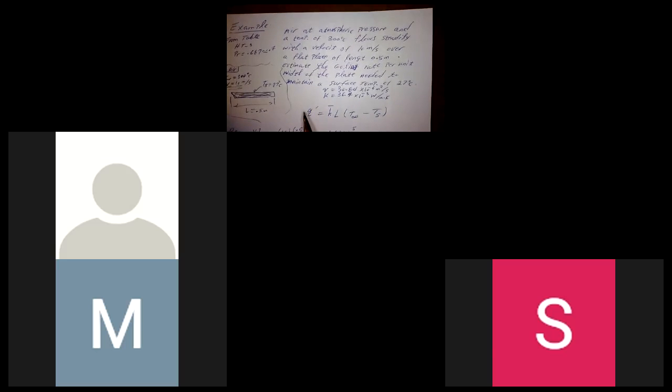The question says to estimate the cooling rate per unit width of the plate needed to maintain a surface temperature of 27 degrees. Say you are designing a unit, and that unit requires a design temperature. It has to maintain 27 degrees C. Estimate the cooling rate per unit width of the plate needed to maintain this surface temperature at 27 degrees C.